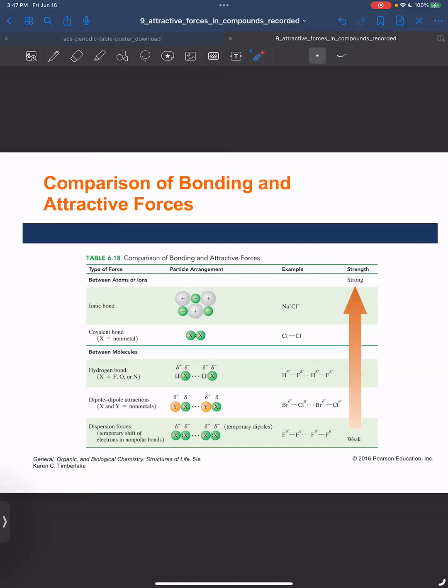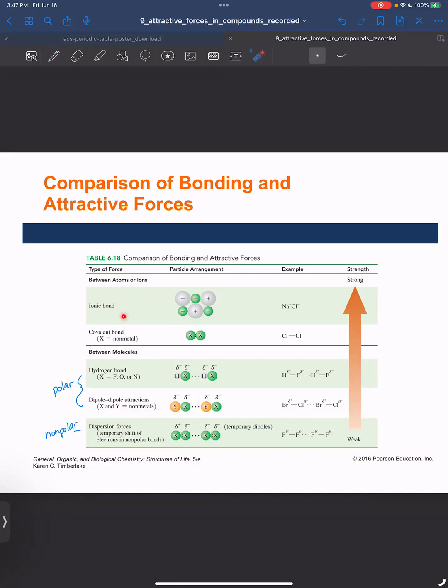Here's a comparison of bonding and attractive forces. When we're talking about intermolecular forces or attractive forces, we're primarily going to look at hydrogen bonding, dipole-dipole, and dispersion. Remember, hydrogen bonding and dipole-dipole are for polar molecules overall, and dispersion is for nonpolar. These are the attractive forces.